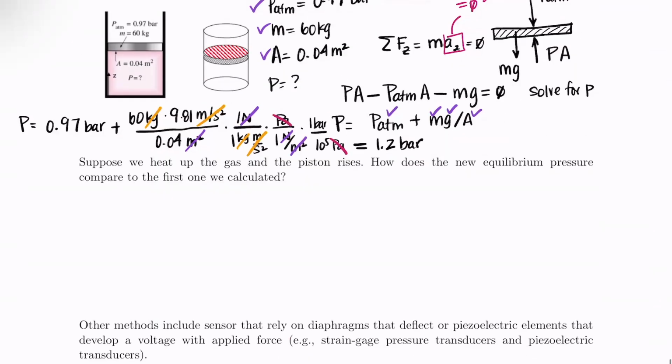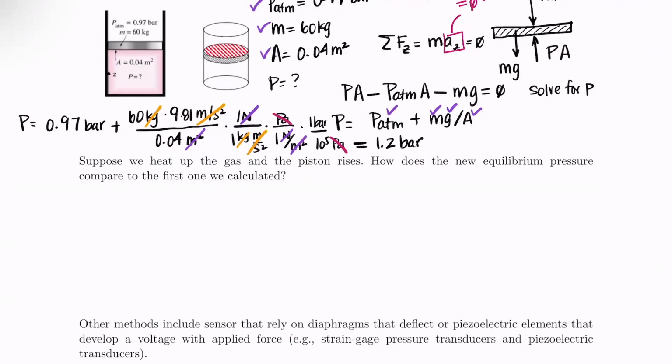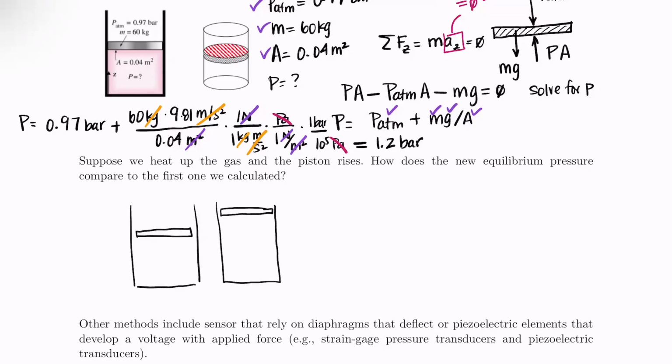Okay, as a second part of this question, what if we heated up the gas and the piston rises? What do you think the new equilibrium pressure is going to be like compared to the first one we calculated? So if we go from this to this by adding heat. What's the difference between P1 and P2? What do we think?